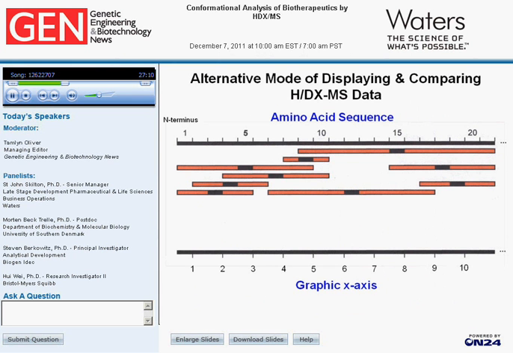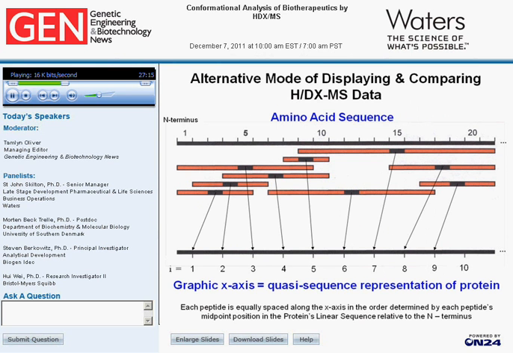We then locate the midpoints of each of those peptides and then display them on the bottom x-axis. And what we have now is each peptide equally spaced along the x-axis in the order determined by each peptide's midpoint in the protein's linear sequence relative to the amino terminus. So the position for each of those peptides is determined by those midpoints, and each of those midpoints is equally spaced along the x-axis. And now that x-axis is actually a quasi-equivalent representation of the protein. It's not a direct one-to-one amino acid positioning of those peptides. So that's why we were calling it a quasi-sequence representation.